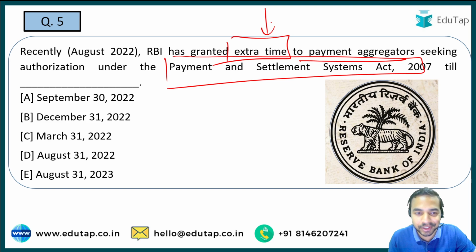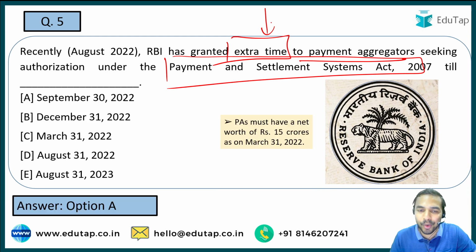Is it September 30, 2022, December 31, 2022, March 31, or August 31, 2022 or 2023? That is what you are required to tell me. Whenever such declarations are made in the circulars released by the Reserve Bank of India, they are very important, because the timeline also becomes important, as a question can be asked in the exam on that timeline. So guys, the right answer to this question is September 30, 2022.